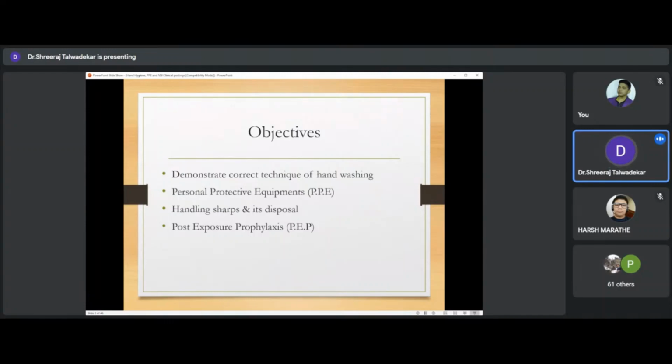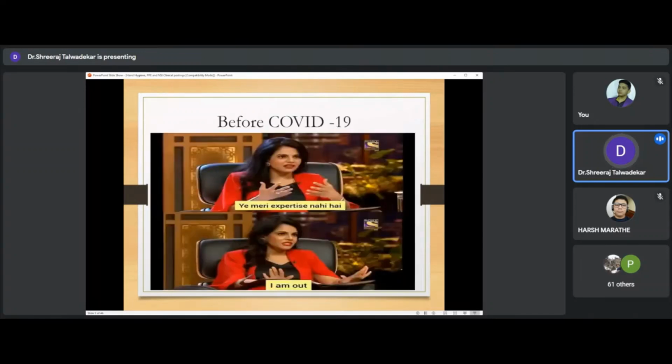All the three speakers, I am sure they are implementing this in every day of their hospital work, whether medicine or surgery. So, what used to happen before COVID-19? We used to keep many lectures and talks on hand hygiene and use of personal protective equipment. Many of the departments used to say, "ये मेरा expertise नहीं है, I am out." So this was a very common picture.